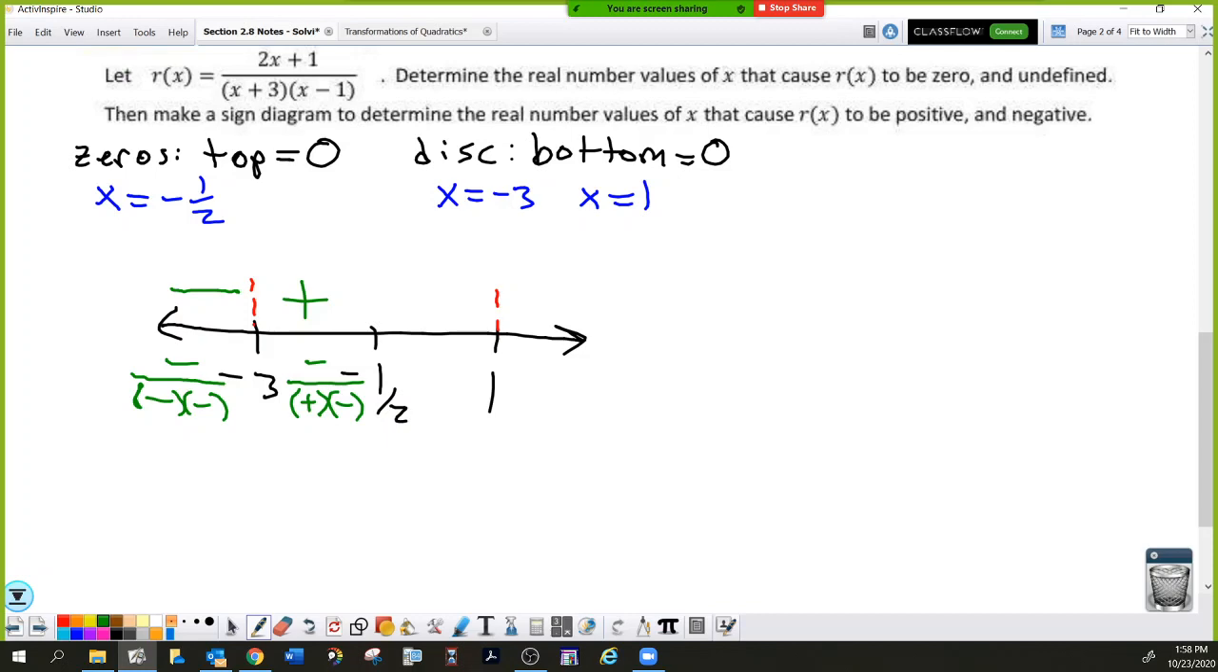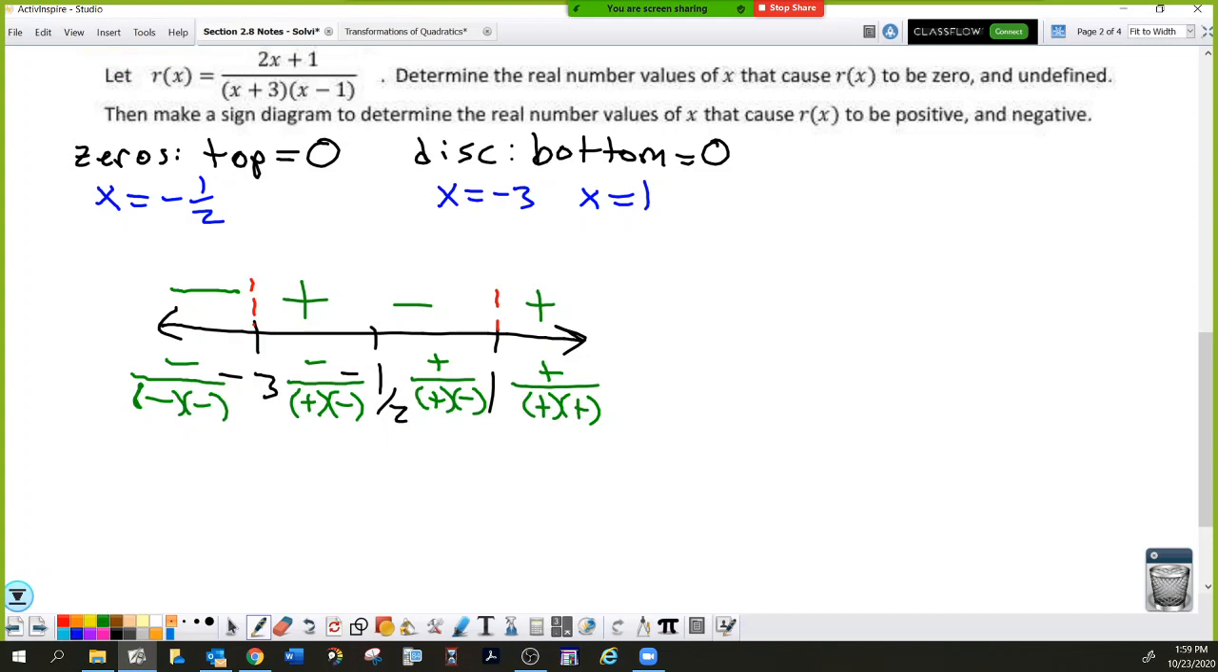My favorite number to test, 0. See, it's going to give me a positive on top. And on the bottom, I'm going to get positive times negative. Crud. Negative. And then lastly, anything bigger than 1, like 2. Looks to me like it's going to be positive over positive times positive. Boom.